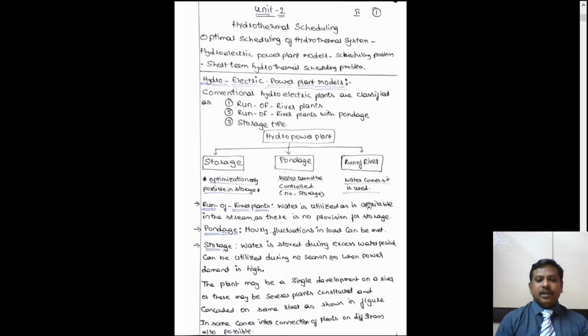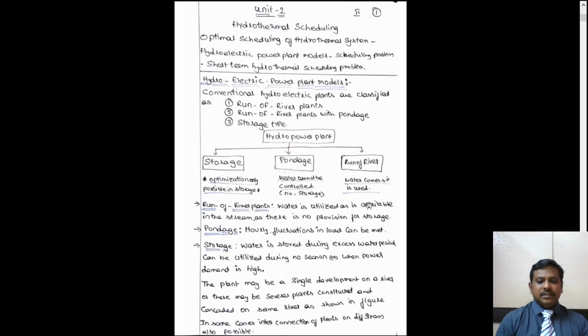First one is the runoff river plants. Second one is the runoff river plants with pondage. Third one is the storage type. So here the optimization can only be possible in the storage type of plants only. In case of the pondage, as the water cannot be controlled, there is no storage. Runoff river also will be the same.